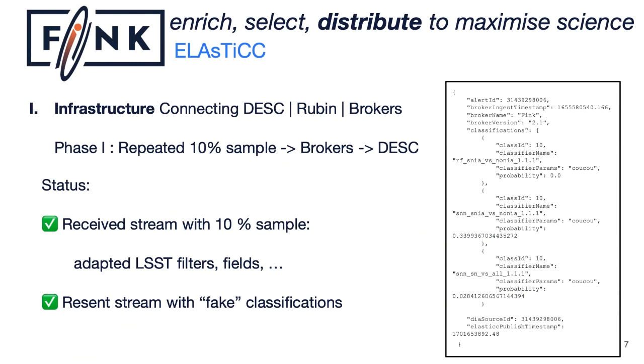But this means that it's right now just a dummy classification. We're not sending true classifications back. And I think this is the next step of the Elastic challenge. And I think it's a very interesting sample to work on to see what we can do with Rubin.